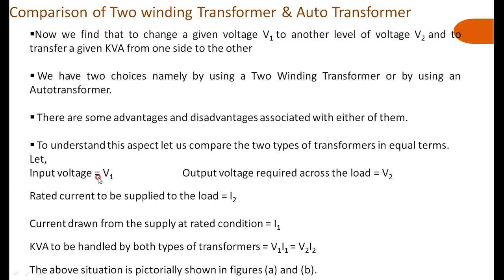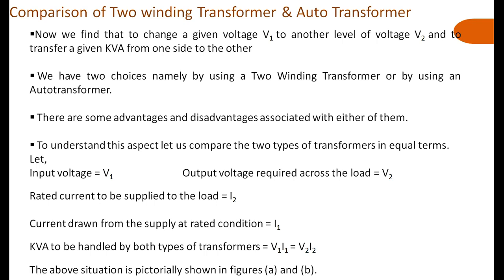Means the input voltage V1 and output voltage V2 for both the two winding transformer and the auto transformer are the same. The rated current supplied to the load is I2, and the corresponding supply current is I1, for both the two winding transformer on one hand and the auto transformer on the other hand. Then the kVA handled by both types of transformer is such that V1 I1 must be equal to V2 I2. That is quite evident in the conventional type of transformer.